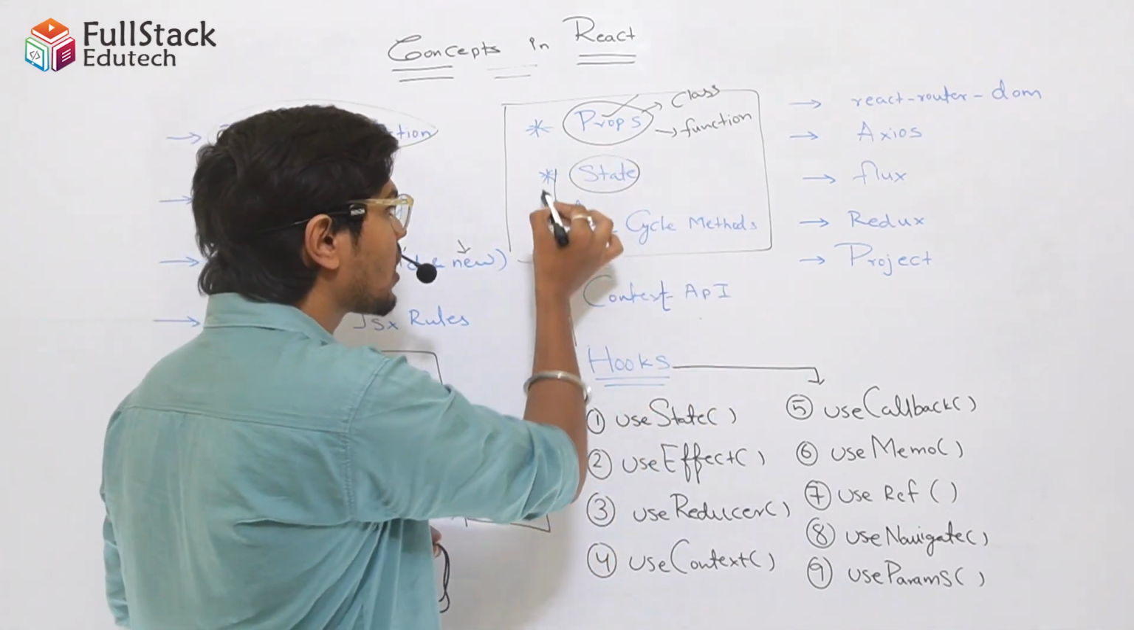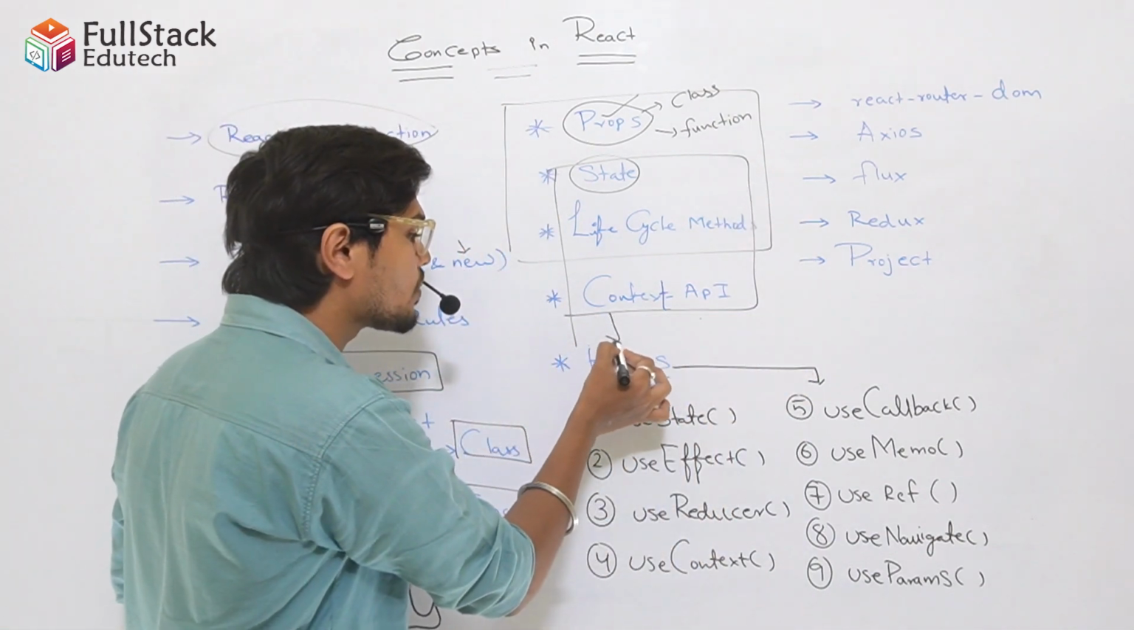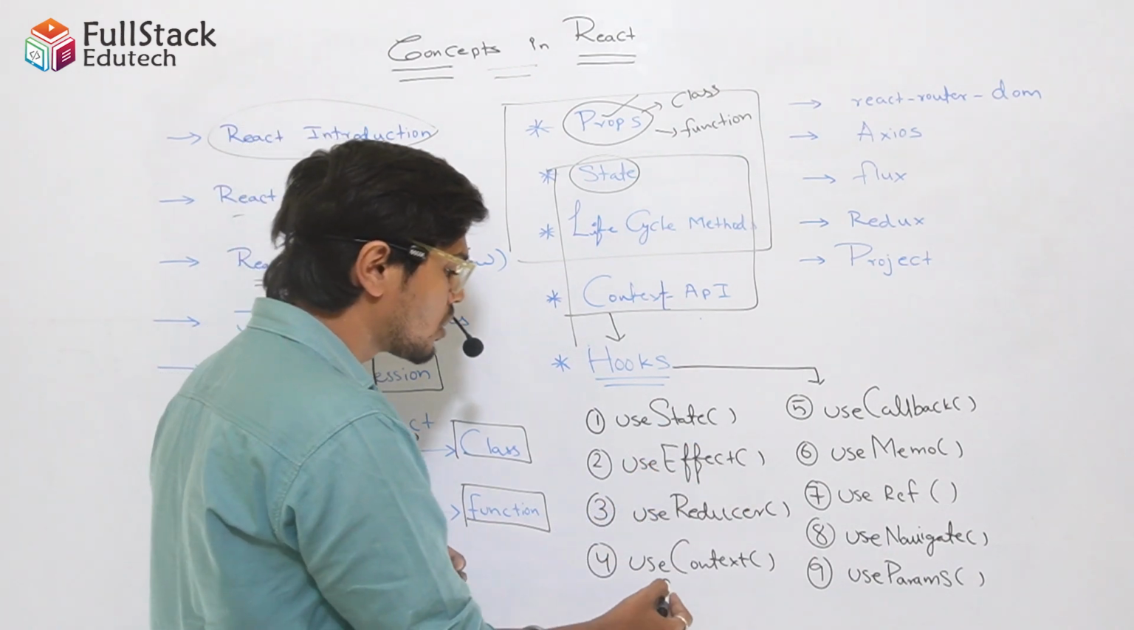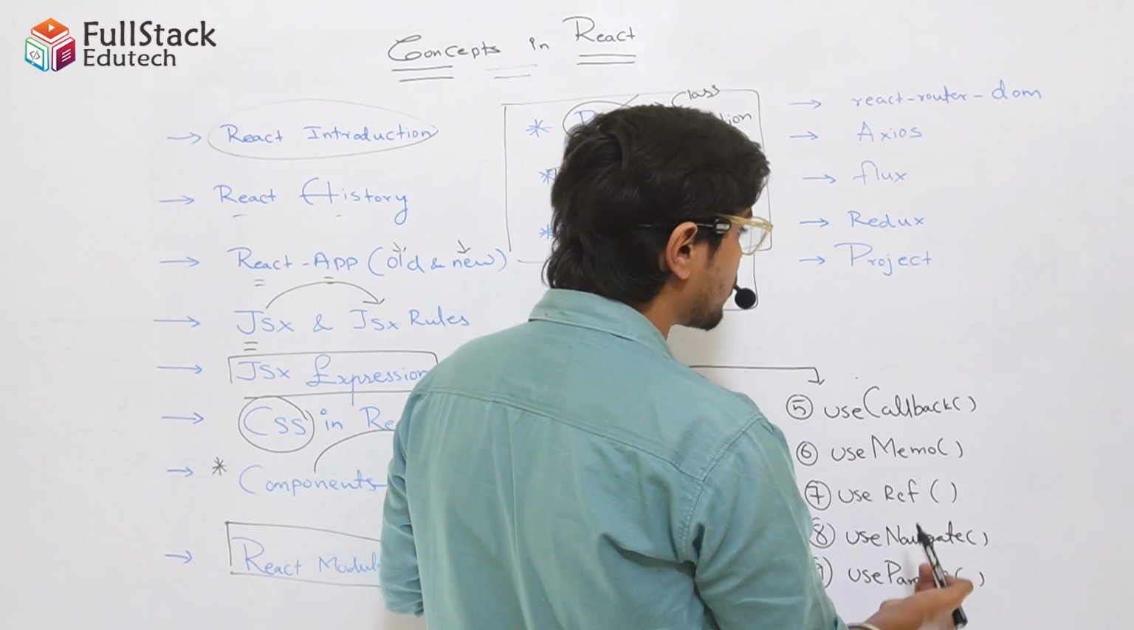See, these all cannot be used in functional component, so they introduced the concept called hooks, such as useState, useEffect, useReducer, useContext, useCallback, useMemo, useRef, useNavigate, useParams.